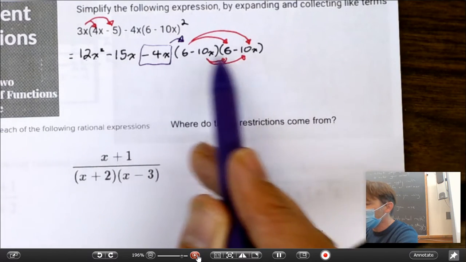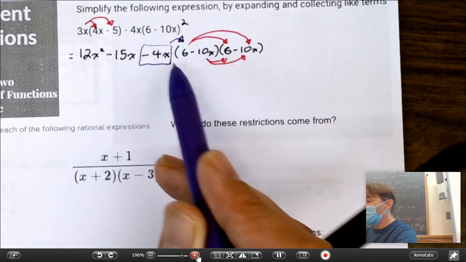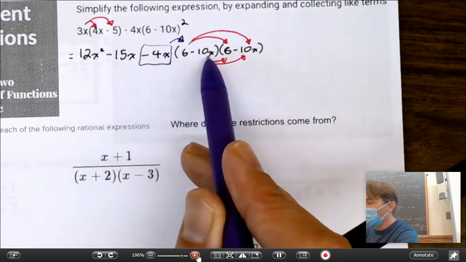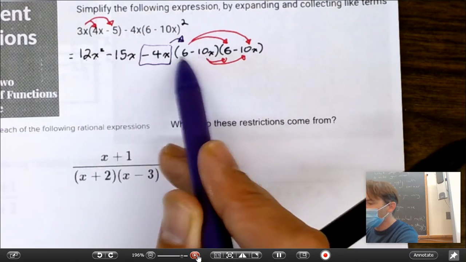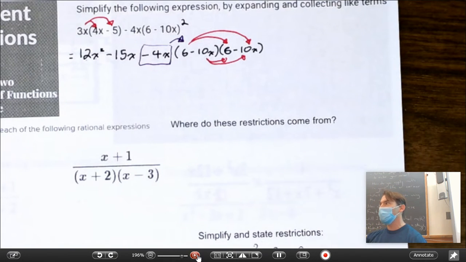Multiply this by this by this. And it doesn't matter which order I do that in. Now, if I multiply this 4x in, I would multiply it by 6 and then by 10x, but only by one bracket. Just the same way if I do 2 times 3 times 5 is 30.